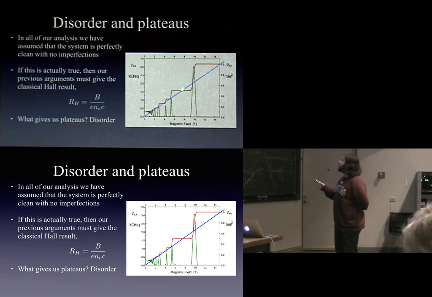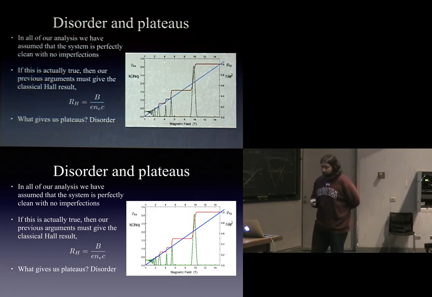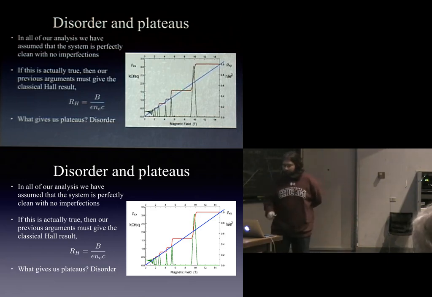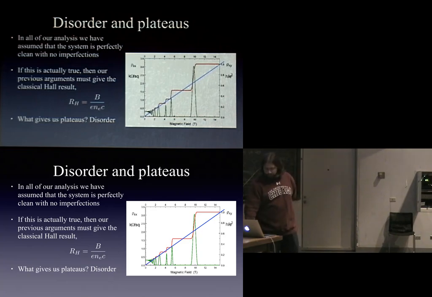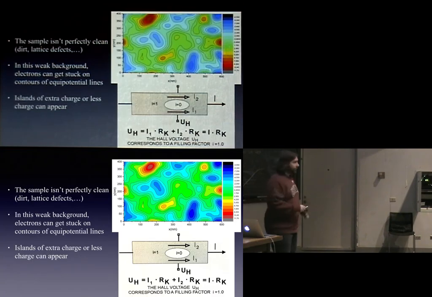But that's not what happens, right? We see that this red line, which is this Hall resistance, doesn't change as we move the magnetic field a little bit, and we need to understand why that's the case. And the reason that's the case is something called disorder.